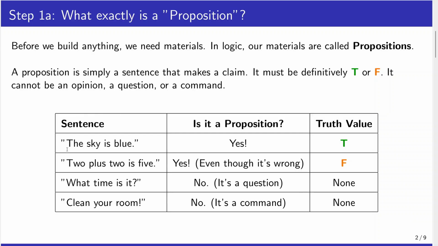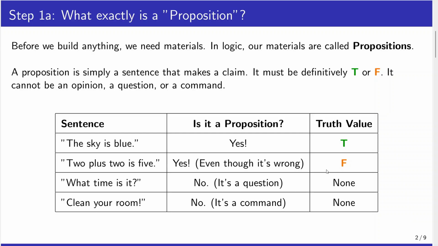First sentence, the sky is blue. Is it a proposition? Yes, it is. It makes a claim about the world, and that claim happens to have a truth value of true. Second sentence, 2 plus 2 is 5. Now, take a moment here. Is this a proposition? Actually, yes. Even though the math is completely wrong, it is still making a definitive claim. Therefore, it is a proposition, but its truth value is simply false.